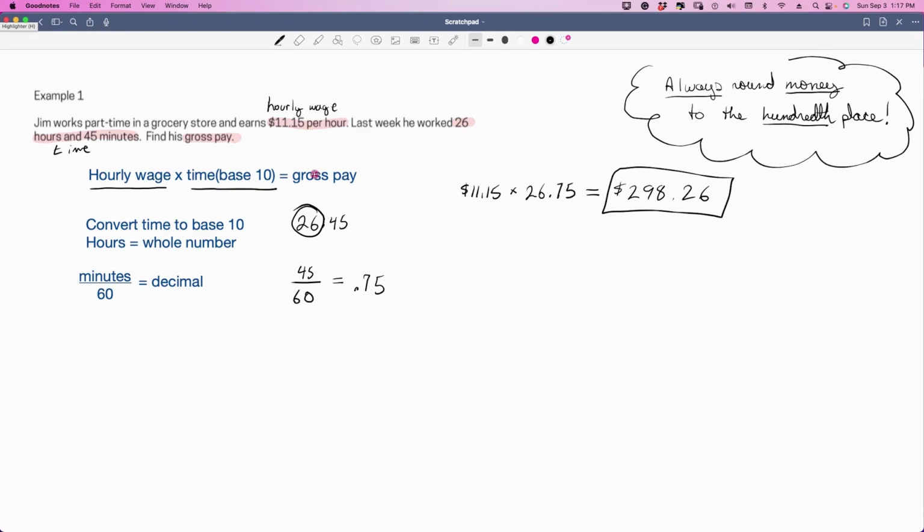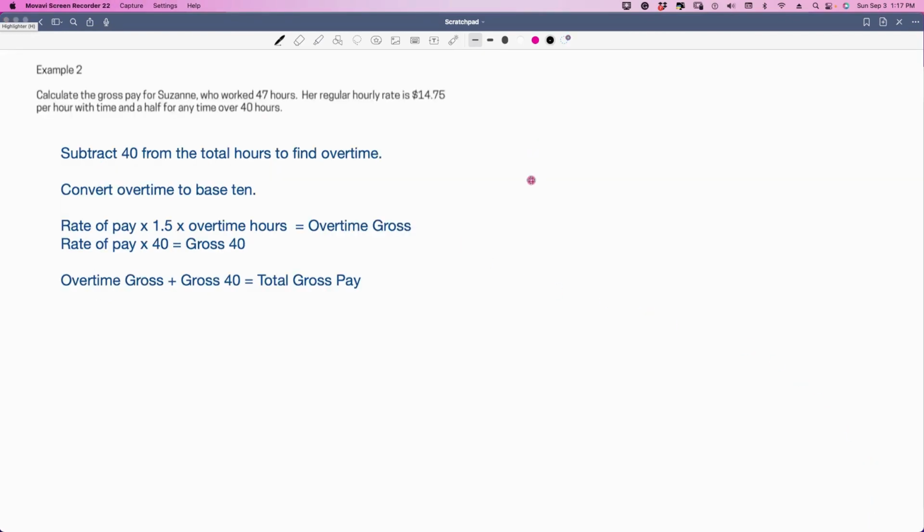All right, let's look at another problem. In example 2, we're going to calculate the gross pay for Suzanne. She worked 47 hours. Her regular hourly rate is $14.75 per hour, and then she gets time and a half for over 40 hours. So what we have to do is find the amount of hours she worked over 40 to find her overtime. So we have 47 hours minus 40. That's 7 hours of overtime.